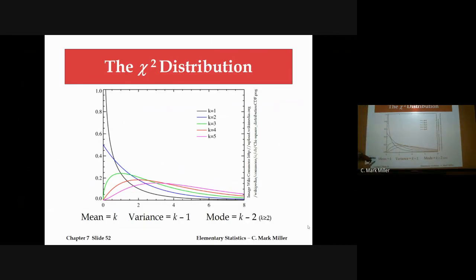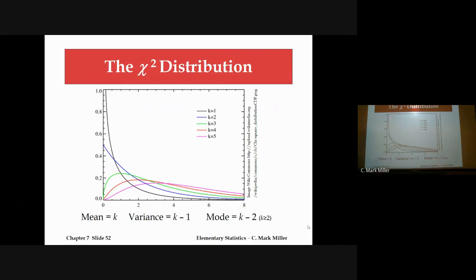The mean of a chi-square distribution is the number of degrees of freedom. How weird is that, right? So the mean is the degrees of freedom. The variance is the degrees of freedom minus 1. And the mode, which is the high point, is the degrees of freedom minus 2.